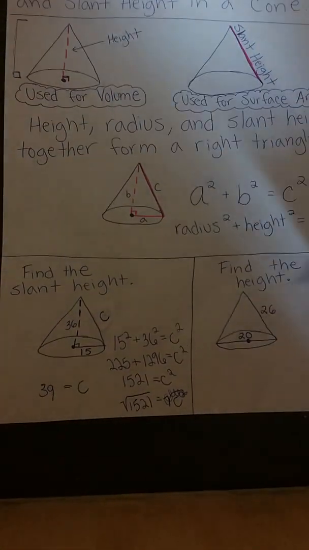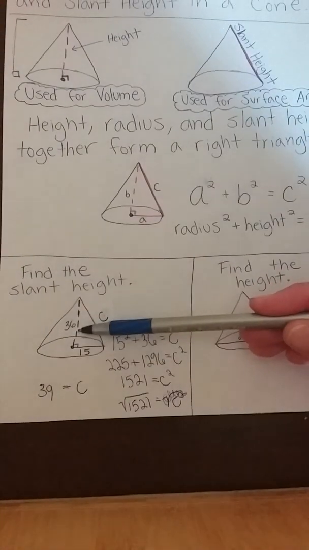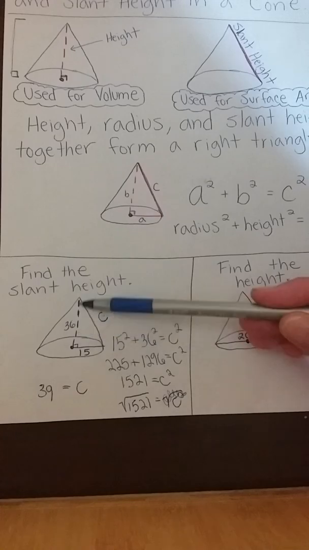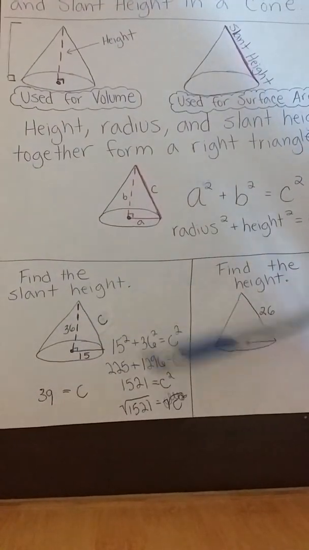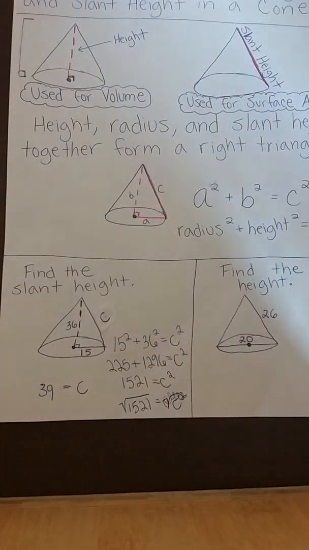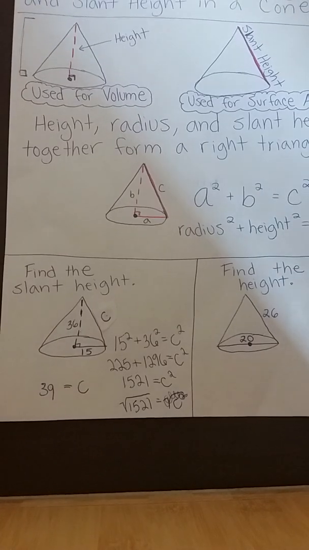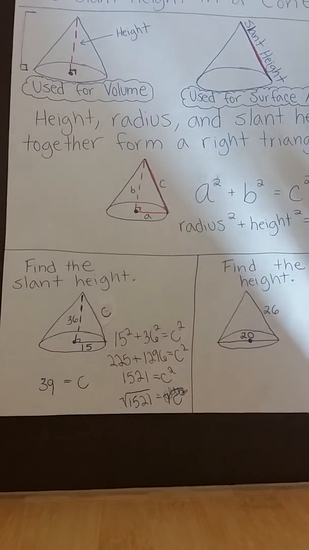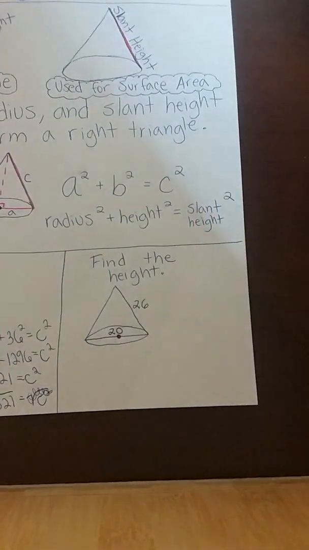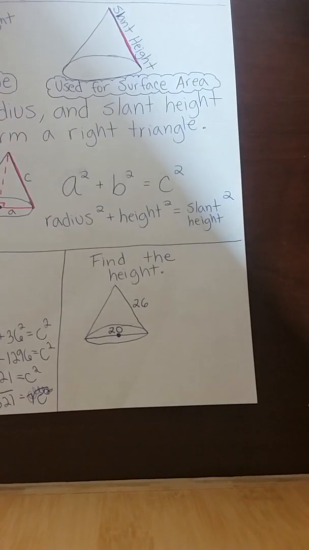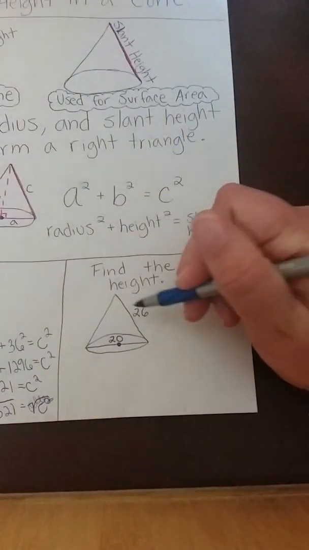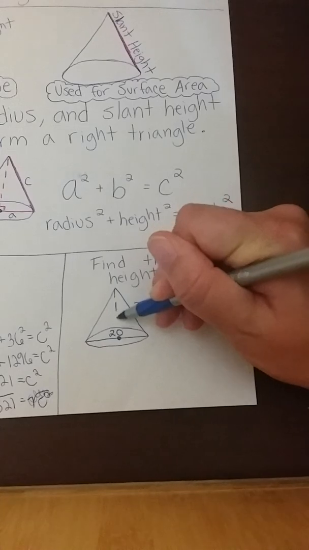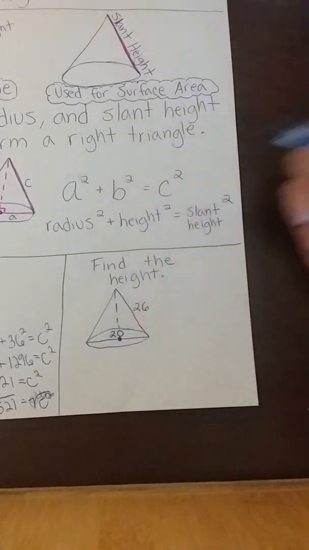The slant height will always be bigger than the height, because the height is just straight and the slant height is slanted or diagonal. Okay, let's look at the next one. So the next one gives us another cone and it says find the height. Well, I'm going to draw in the height so that I can see my triangle.